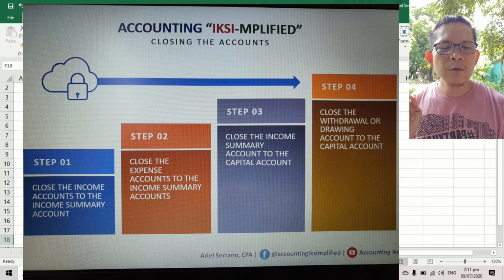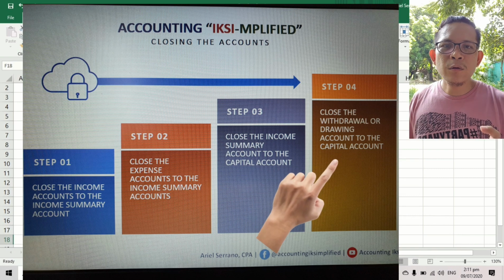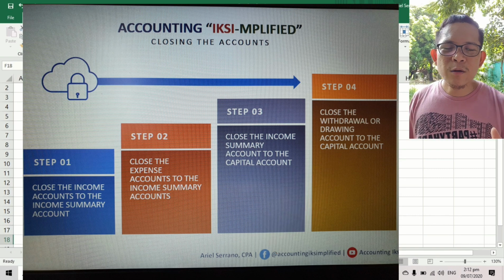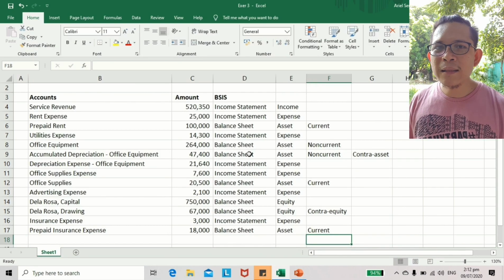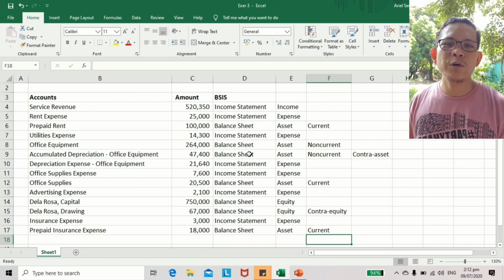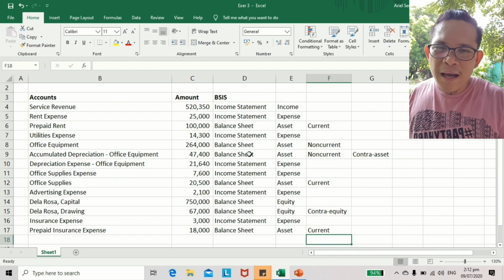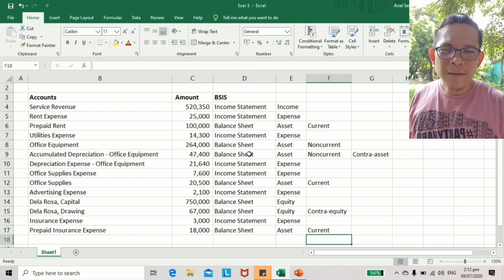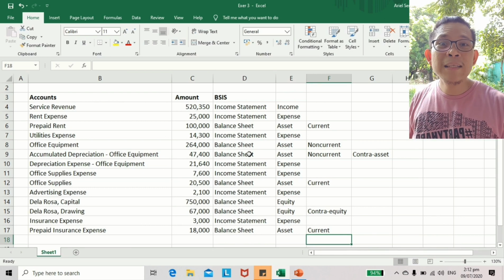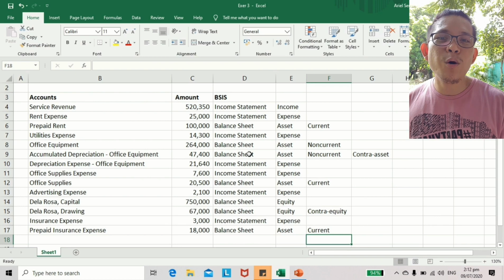Kung meron ka namang drawing account or withdrawal account, that is the 4th step. And kinu-close natin ito sa capital account because the drawing account is temporary in nature. Usually, ginagamit lang natin ito kung may mga personal transactions na ipinasok ng proprietor. Such that, when we do closing entries, when we do the closing process, ignore natin yung mga balance sheet items except for your drawing account.